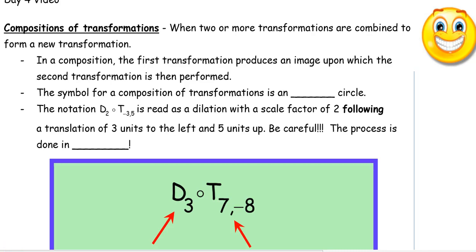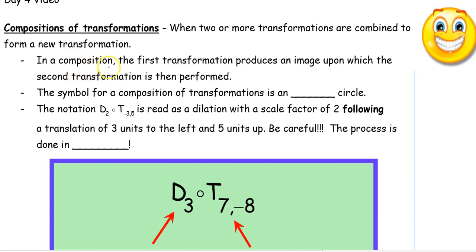All right, today's video is on compositions of transformations. You want to make sure that you're paying very close attention because this is by far the trickiest part of this entire unit. The composition of transformations is when we do two or more transformations and we combine them together.